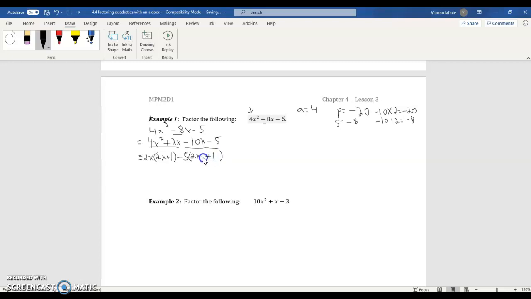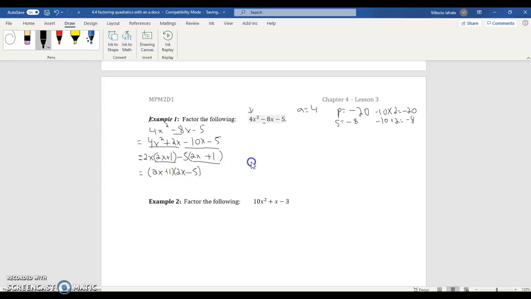So you'll notice now that we have our 2x plus 1 as those common bracket terms there. And so what we can do is we have 2x plus 1 factored out. And then in the other bracket will be what's left over. So we have 2x from the front over here, and then minus 5 over there. So we have 2x plus 1 and 2x minus 5.